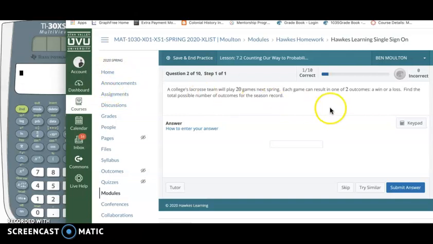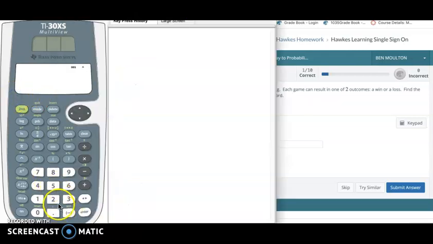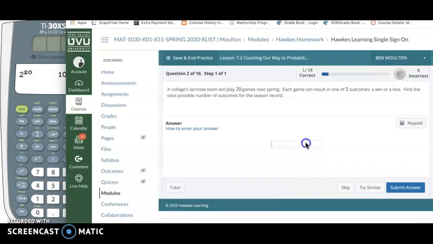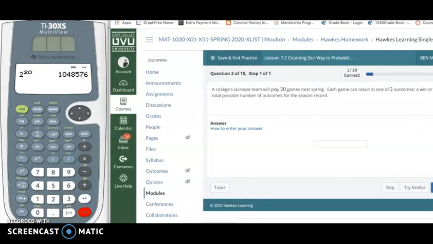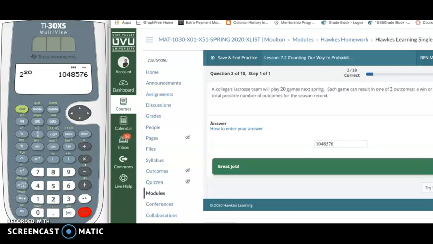So, what's happening? Well, what we're doing is we're taking 2 and raising it to whatever power, depending on how many games we're talking about. So in this case, it's 2 to the 20th. That's all you're doing. So just take 2, and depending on your calculator, you want this little power button thing. 2 to the 20th. There's your answer right there. Should we check to see if we're right? 1048576. Ta-da! We nailed it.